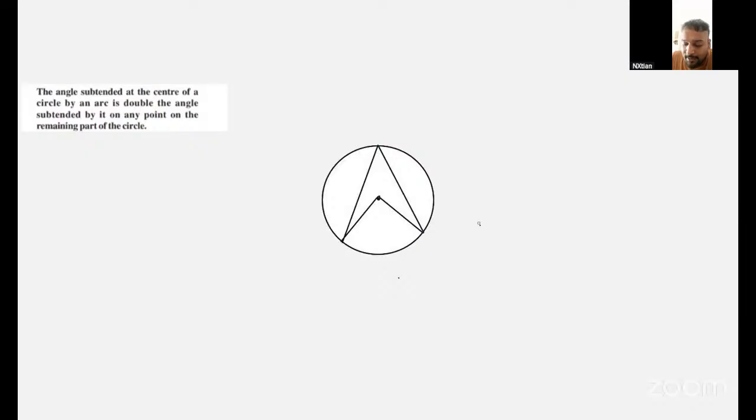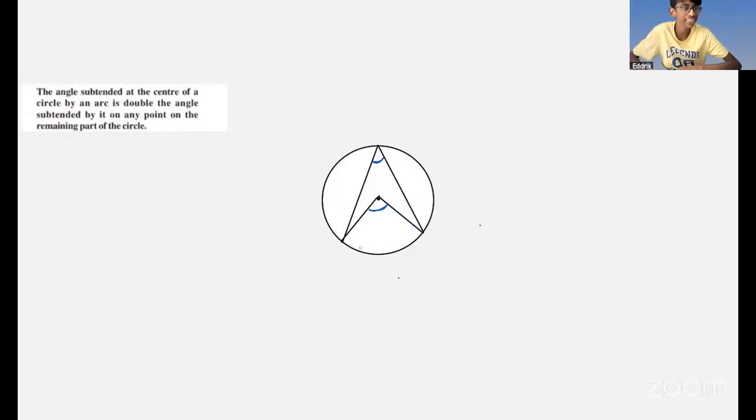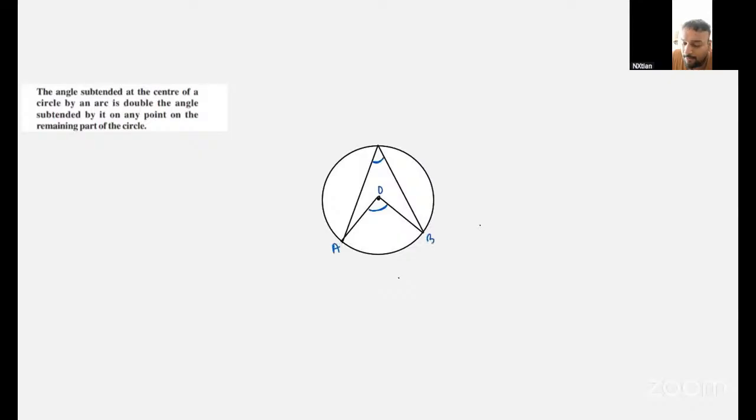See, the angle subtended by a chord at the center will be double the angle subtended by the same chord on the circumference. We learned this in the previous chapter. It is the same theorem, but here it is an arc, not a chord. Even if it is an arc or a chord, there won't be any problem. It will be the same.